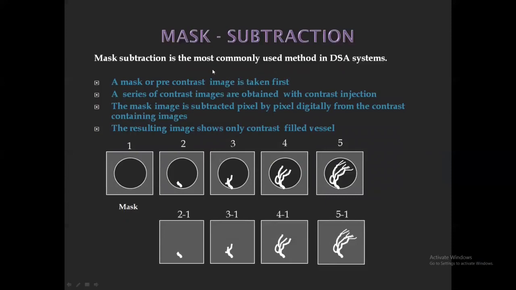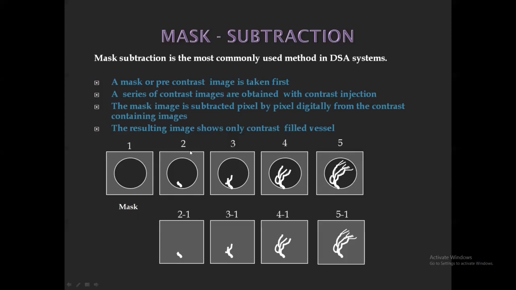Most of the current commercially available DSA systems use the mask subtraction technique. As we know, first we take a non-contrast image, which is called the mask image, and consecutive images with contrast-filled vessels. In image 2, you can see contrast started appearing in the vessel, then it flows forward, and again it is more advanced. Like that, we keep on taking some 50 or 100 images till the venous phase ends.